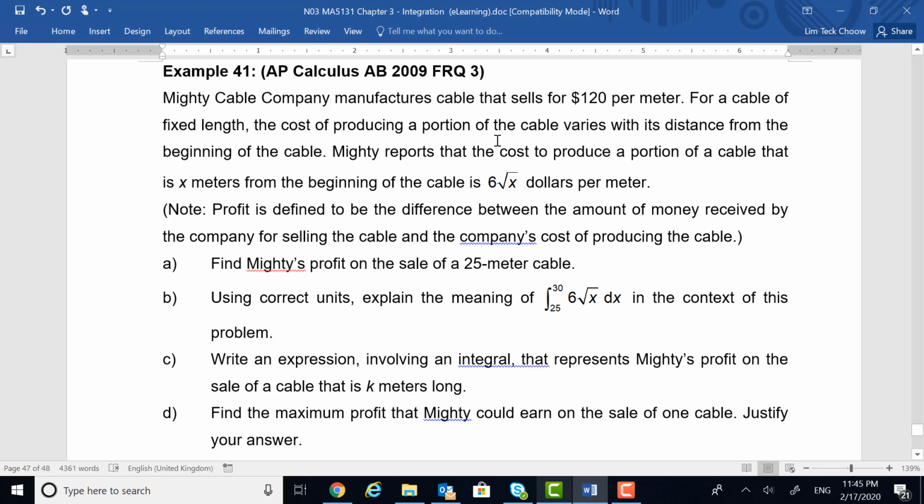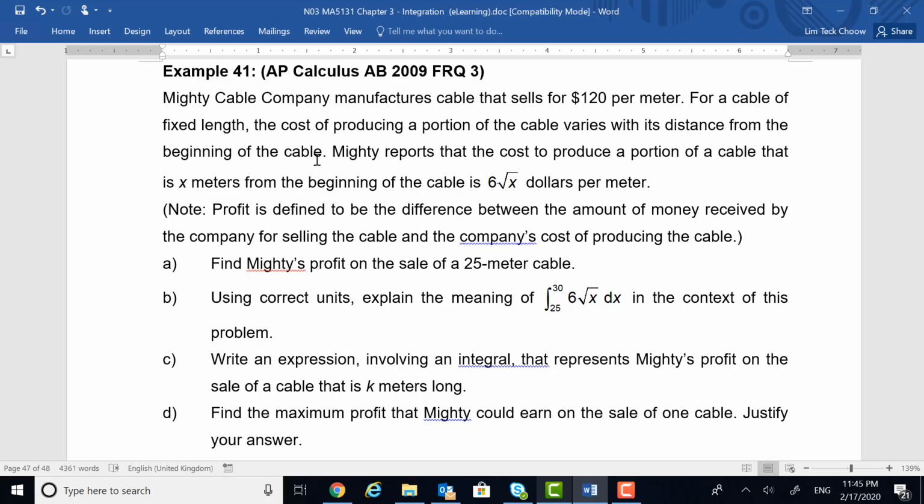And you're told that the cost of producing cable actually varies with the distance from the beginning of the cable. What basically is happening here is, if you have a very long wire, to make it even longer can be quite costly actually. You know what I mean? If you're making a very short wire, it's quite cheap. But once you make a very, very long wire, to make it even longer still is actually quite expensive.